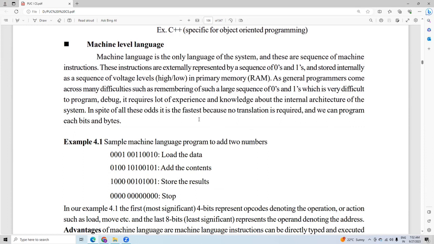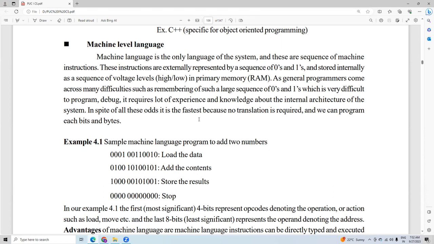See, machine level language, or machine language, is the only language of the system. That means the computer understands only binary digits, binary language. That is what we call machine language. Only these things it can understand directly. It doesn't understand English, it doesn't understand any other language. These instructions are externally represented, right?